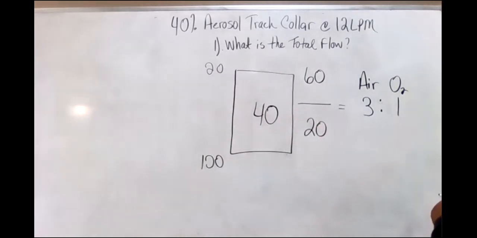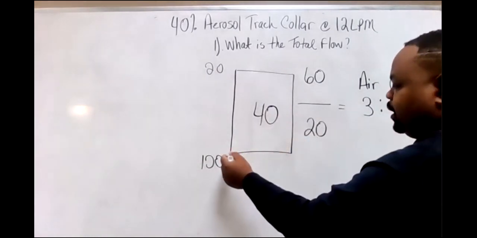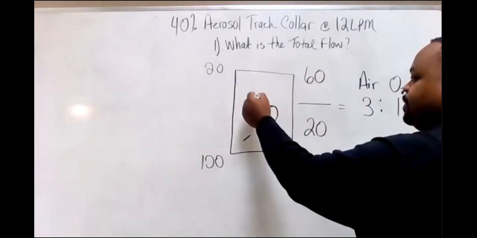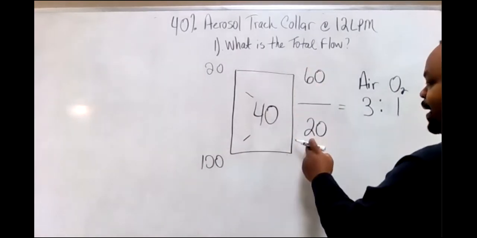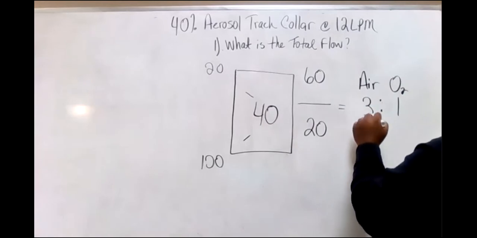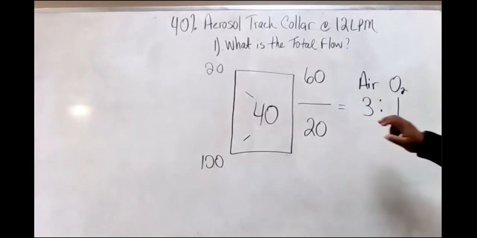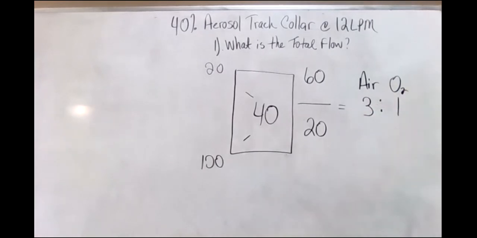What you did, first thing you did, was put the FiO2 in the middle and then you subtracted. 100 minus 40 gave you 60. 40 minus 20 gives you 20. 60 divided by 20 is 3. So the air to oxygen ratio is 3 to 1. That's the first thing you do: get the air to oxygen ratio. 3 parts air to 1 part oxygen.